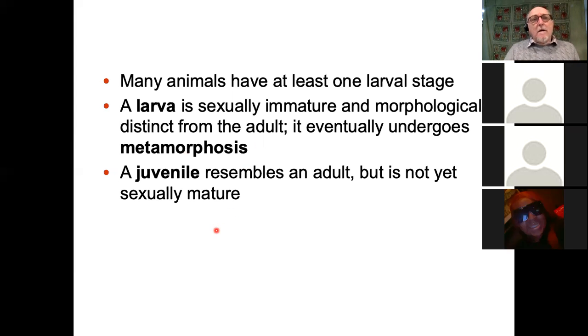A juvenile is different. A juvenile resembles an adult. Now that's like us, or like fish, or anything like that. A juvenile is incapable of reproduction, but essentially looks like the adult, and in most ways behaves like the adult. It's just that it's not sexually mature. So this is a distinction that should be clear in your head.